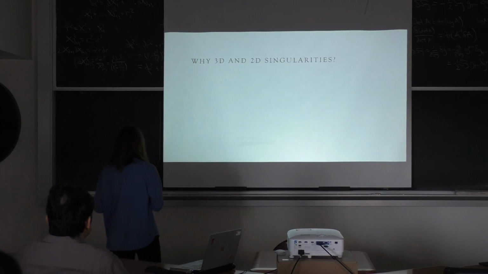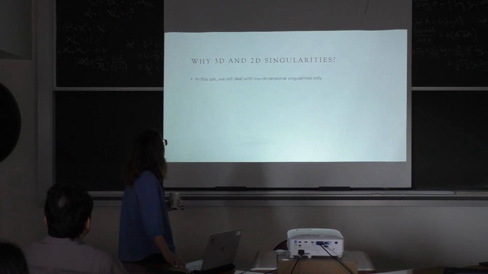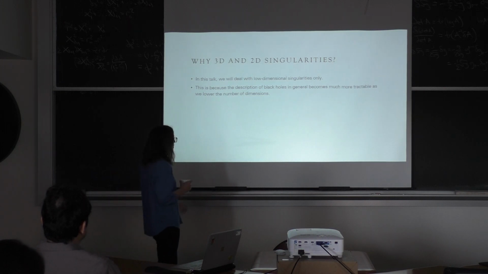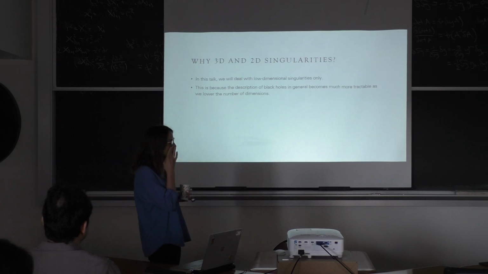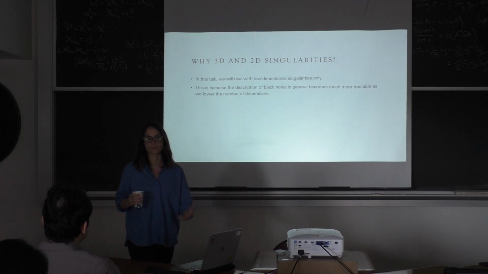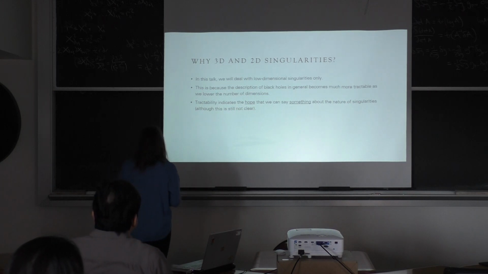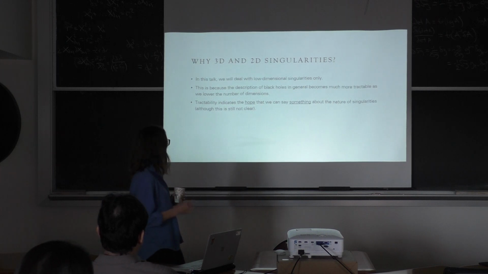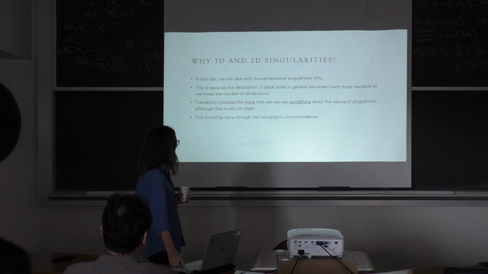Okay, so that's why singularities. Now why 3D and 2D singularities? Well, in general, black holes are very difficult to describe in dimensions equal to or higher than 4. The problems that we usually deal with become much more tractable once we go down in the number of dimensions. This tractability also indicates some hope that we can say something about their resolution and nature, although this is still very complex. And of course, when I say hope, I do mean it through the holographic correspondence, as we're going to see.